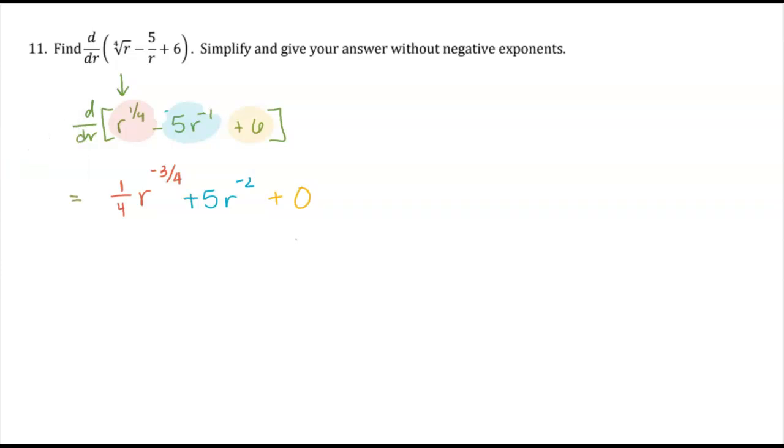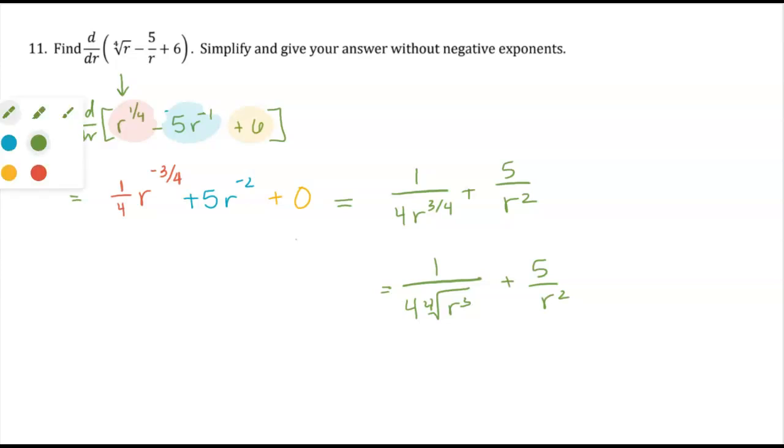All right, and then it does say simplify and give your answer without negative exponents. So we should, at the very least, be going to this plus 5 over r squared, right? If you want to, this would be completely okay to do: 1 over 4 times the 4th root of r cubed, plus 5 over r squared.